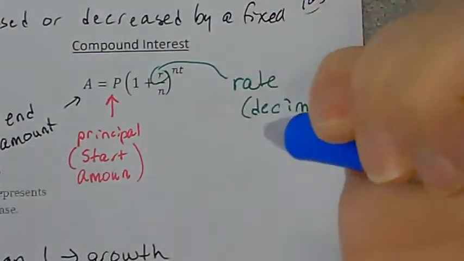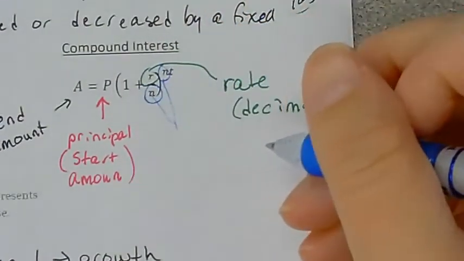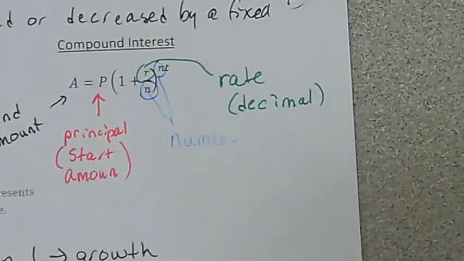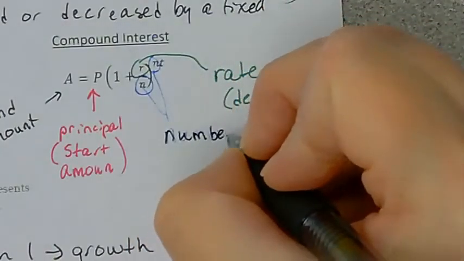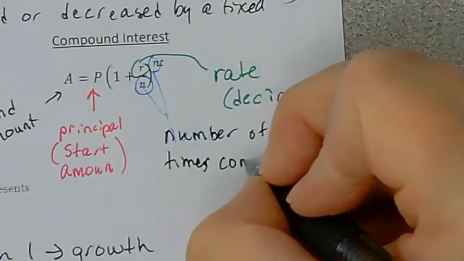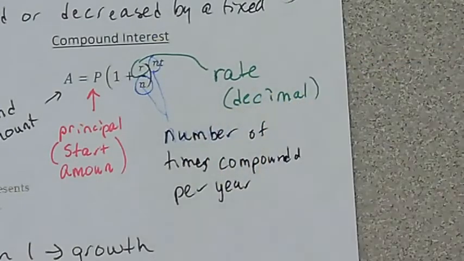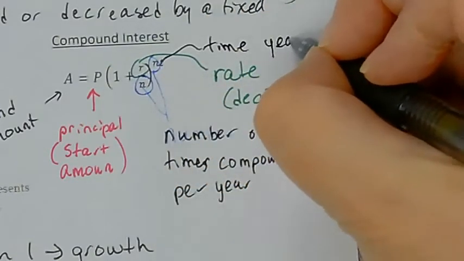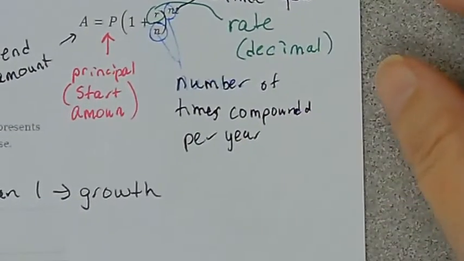N, notice we have N in two places in this formula. N represents the number of times compounded per year. And I'll come back to that. The T represents time in years. So the N is the one thing that's just a little bit different here and we want to talk about.